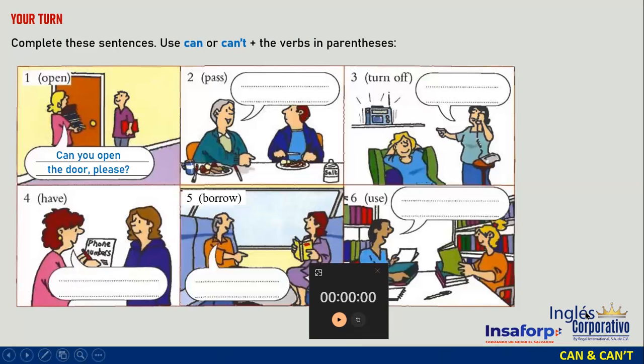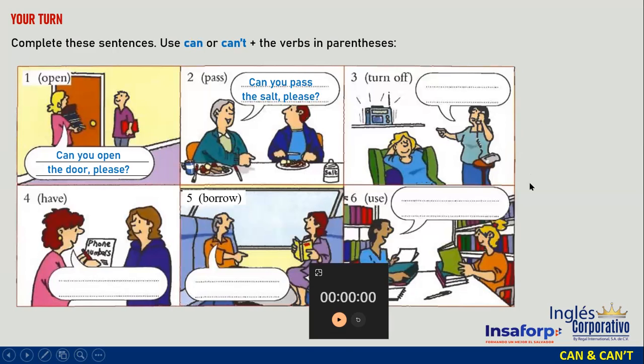Muy bien. Cuando usamos can you, para sonar más polite, así más amables, podemos usar please. Y si estamos con alguien de la familia, can you open the door? Muy bien. What about number two? Question number two. Can you pass the salt, please? Very good. Can you pass the salt, please?